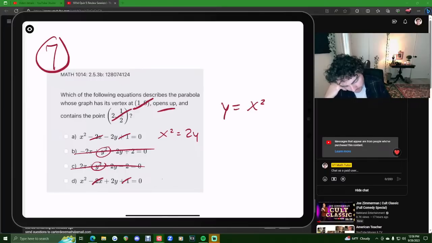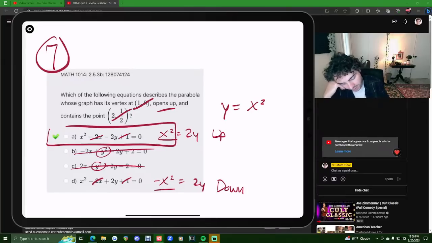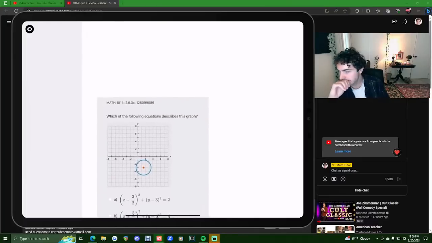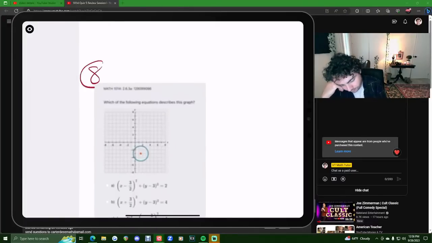That's looking promising. But then for this one, it'd be x squared equals negative 2y, or even negative x squared equals 2y. And so this would be opening down because it's a negative x squared. This would be opening up because it's a positive x squared. So we're going with option A. All right, that was number 7. Excuse me. Here's number 8.